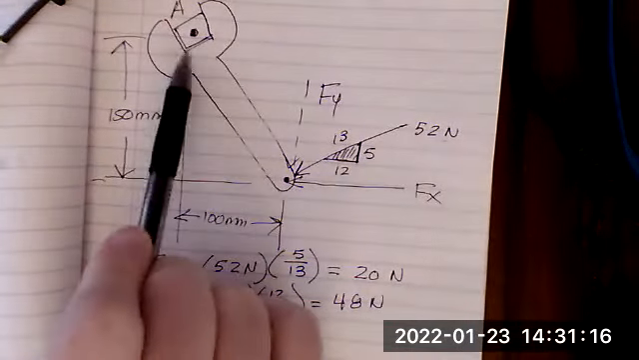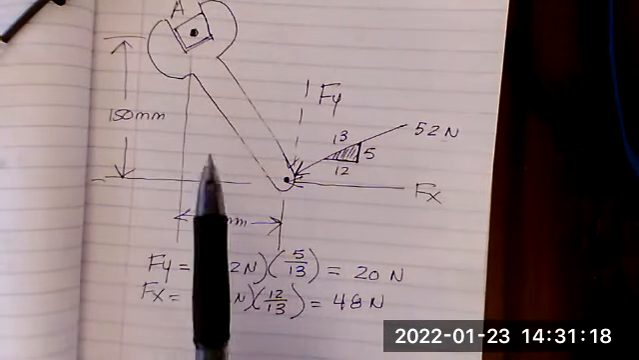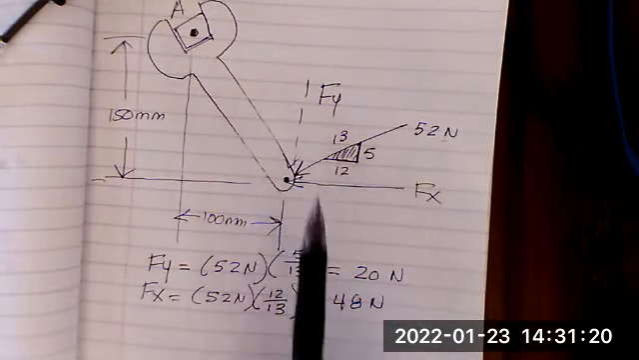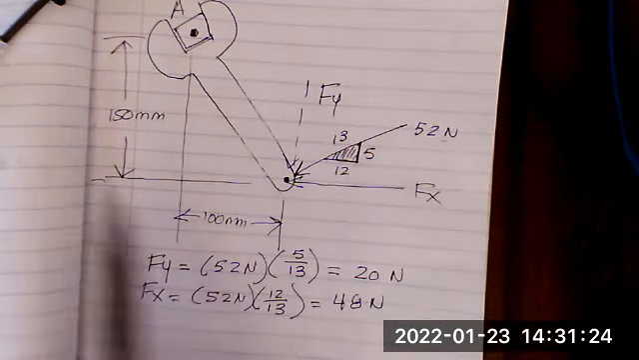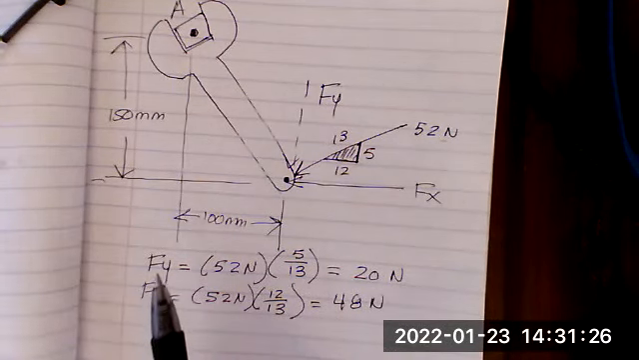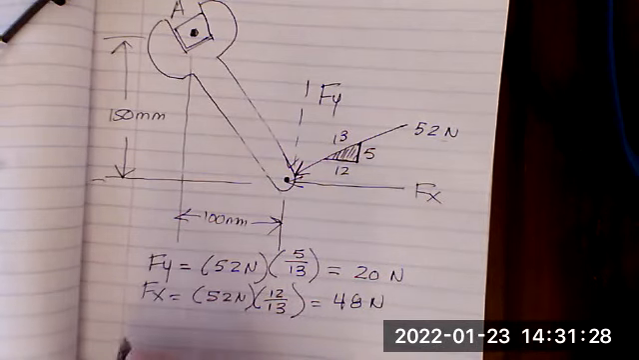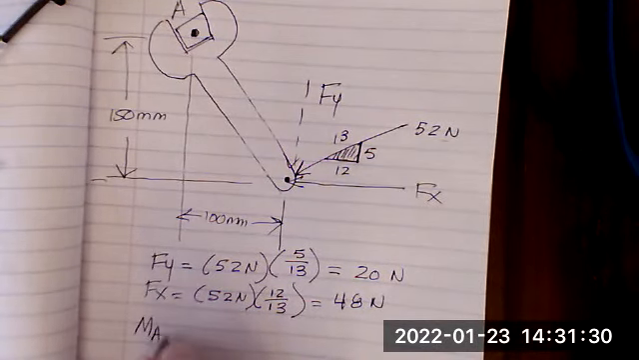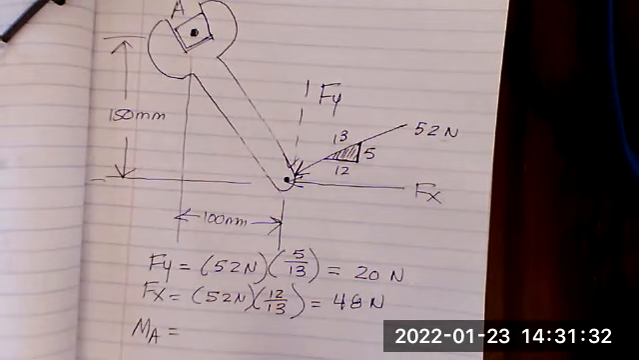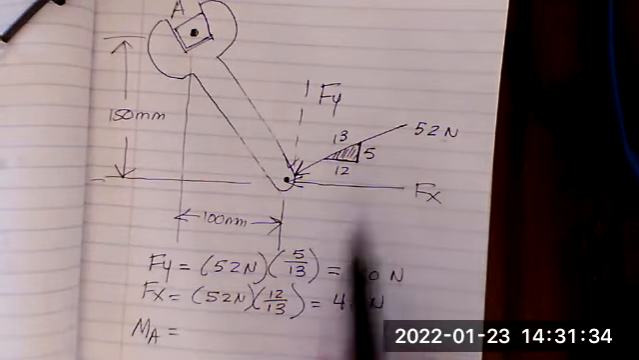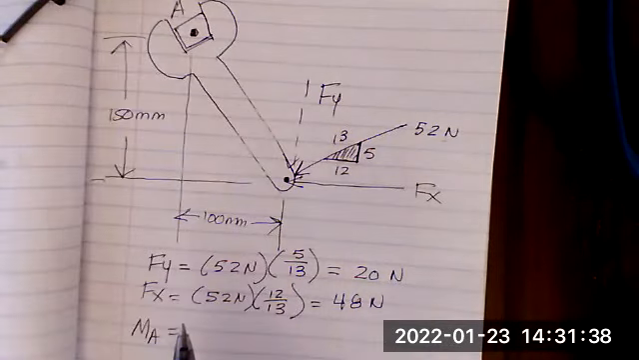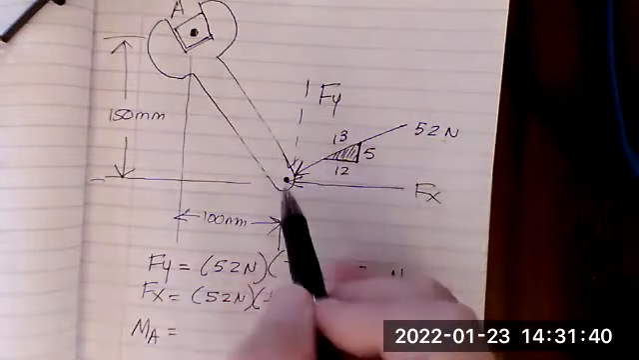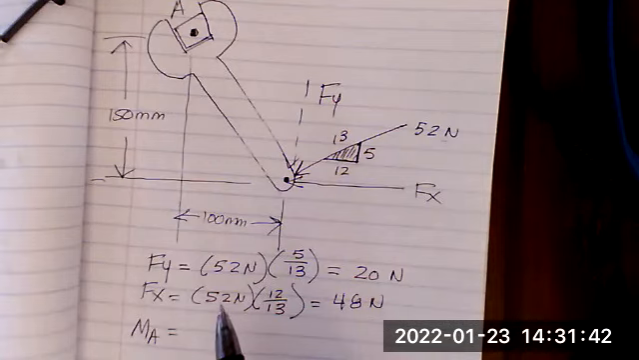We have two forces that are causing a moment about A. We have Fx and Fy. Fy is perpendicular to 100. Fx is perpendicular to the moment arm 150. So when we take the moments about A, this Fx has a moment arm of 150 millimeters, and Fy has a moment arm of 100.